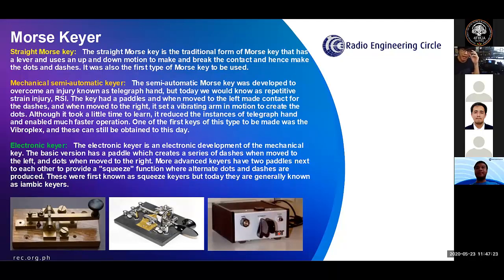Some of them are ham, and they're really good at sending in straight key. So I know a few of them, really good, especially on decoding. So okay, let's move forward.